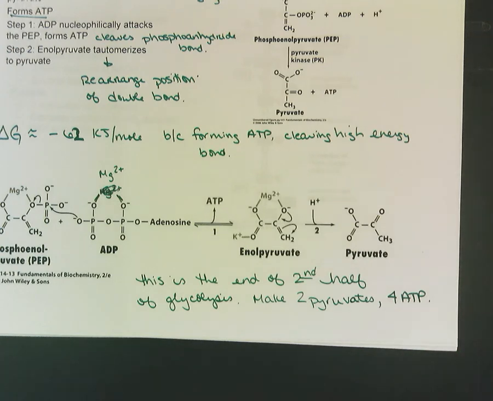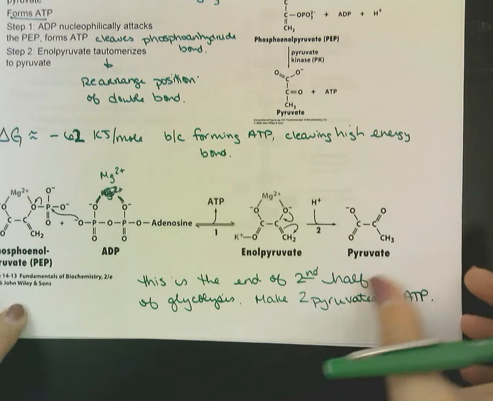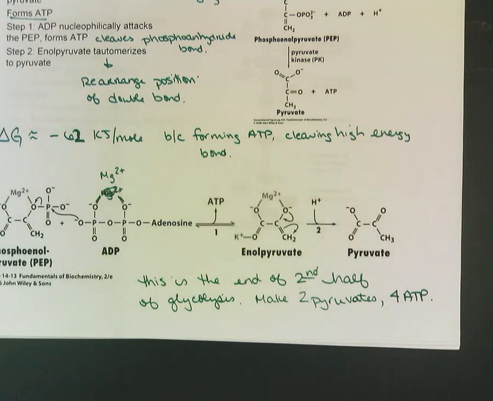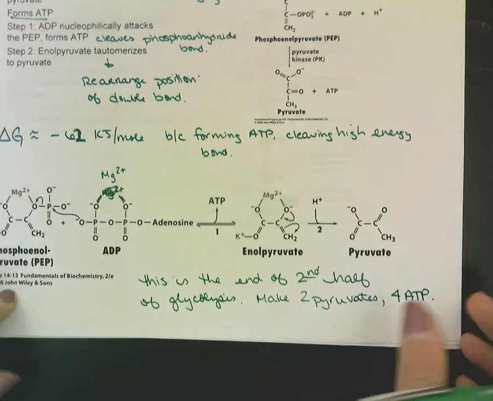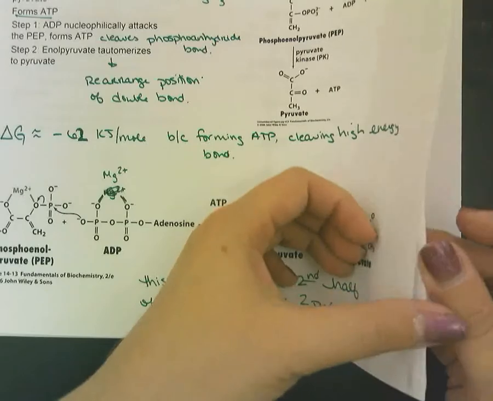Yeah, it happens twice, because at step 5, right, we broke our 6 carbon into 2 3 carbons. So each of those 3 carbons can now come through the system. So for every 1 glucose, I make 2 pyruvates and 4 ATPs. How many ATPs do I need in the first half? 2. So net overall, I only gained 2 ATPs because I needed 2 in the first half. So I get 4 in the second half, but overall, 2. Good. So let's look at the overall glycolysis process.